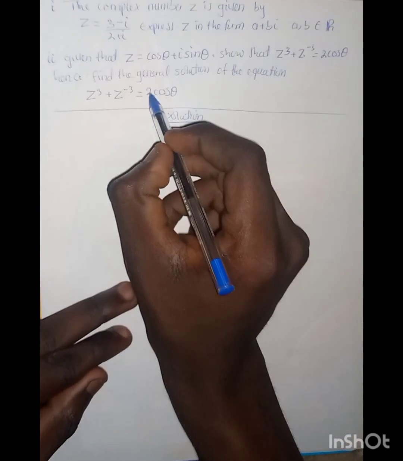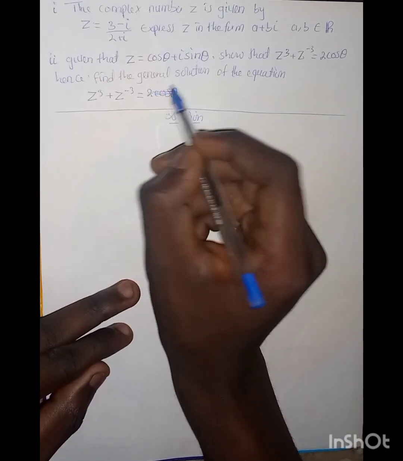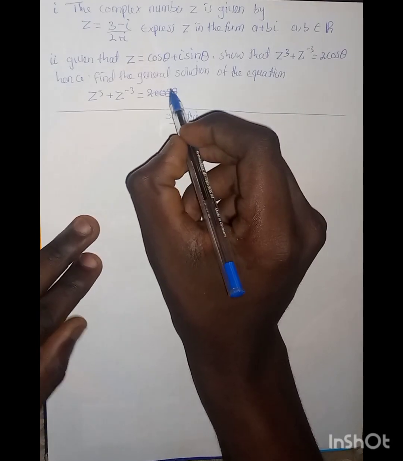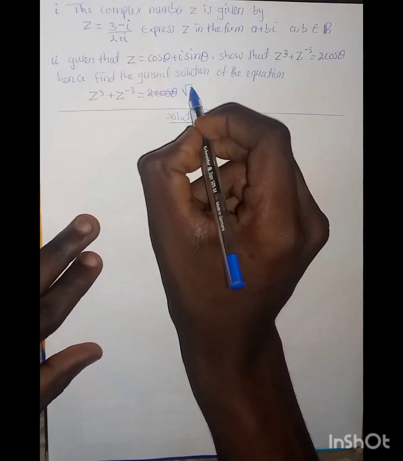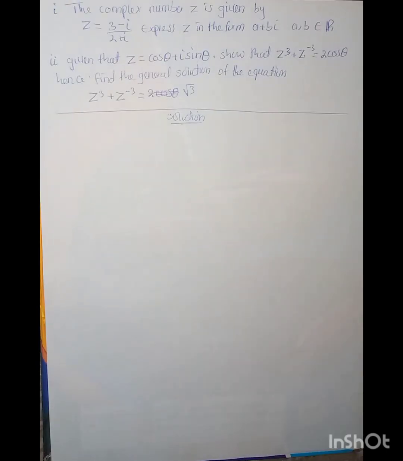Oh, I think there's an error here. We should find the general solution of the equation z cubed plus z to the power negative 3 equal to 3. I'm sorry about that. So please, let's get started.